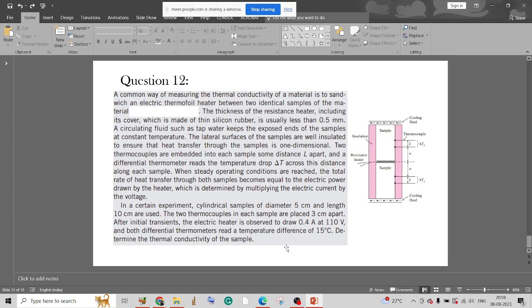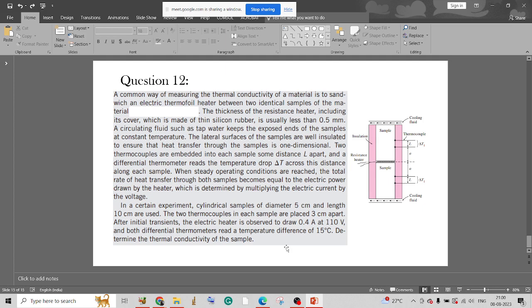In a certain experiment, cylindrical samples of diameter 5 centimeter and length 10 centimeter are used. So sample length is given. So from there we can find out the distance. The two thermocouples in each sample are placed 3 centimeter apart, and after the initial transience, the electric heater is observed to draw 0.4 ampere at 110 volt. From that we can get the power. And both differential thermometers read temperature difference of 15 degrees Celsius. Determine the thermal conductivity of the sample.